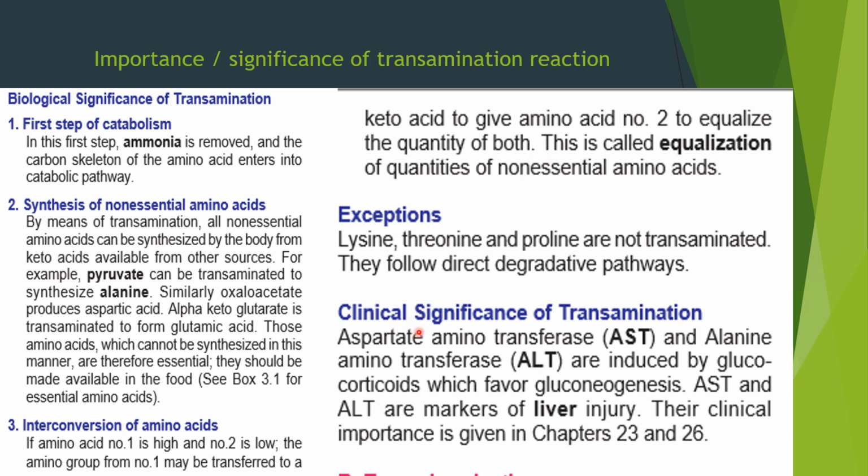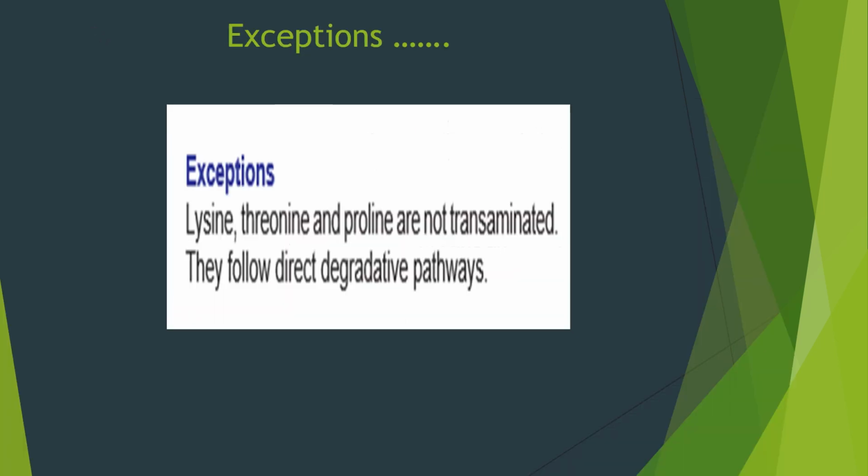There is also some clinical significance of transamination. AST and ALT are important markers of liver injury. Here are some exceptions. There are some amino acids that do not undergo transamination. These include lysine, threonine, and proline. They do not transaminate. They follow the direct degradative pathways.